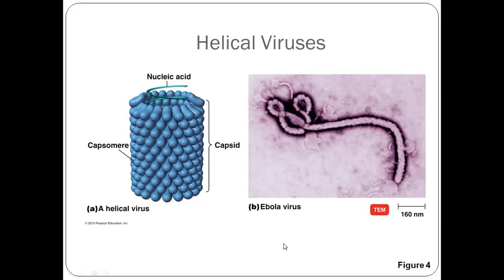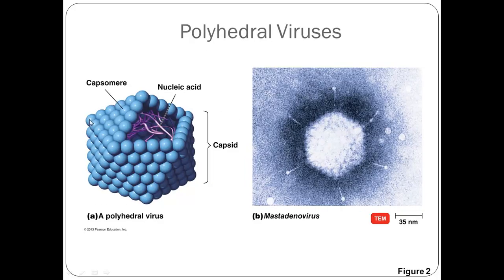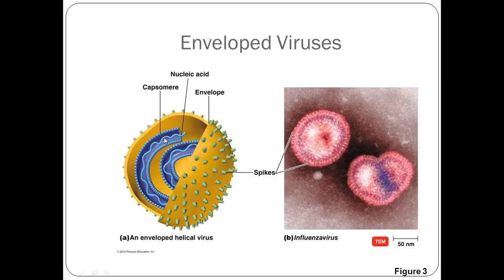So helical, you can see those long, rigid or flexible rods with the nucleic acid on the inside. Ebola virus is an example of that. Polyhedral, you have your 20 equilateral triangles with your 12 corners. You also see that we have nucleic acid in there.